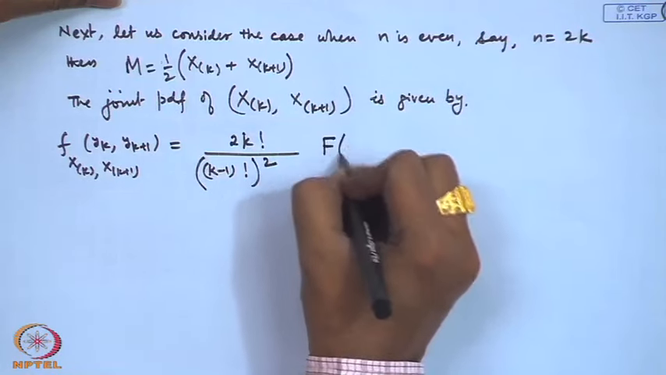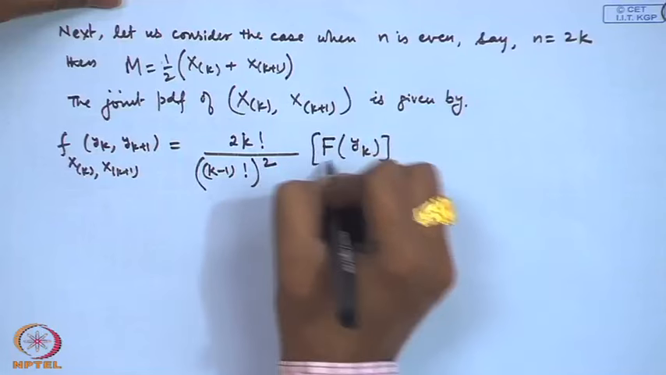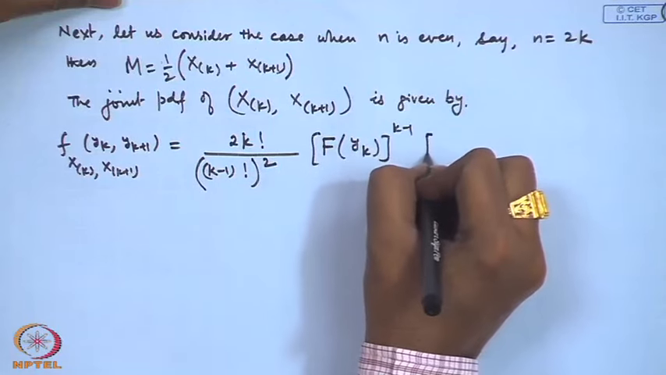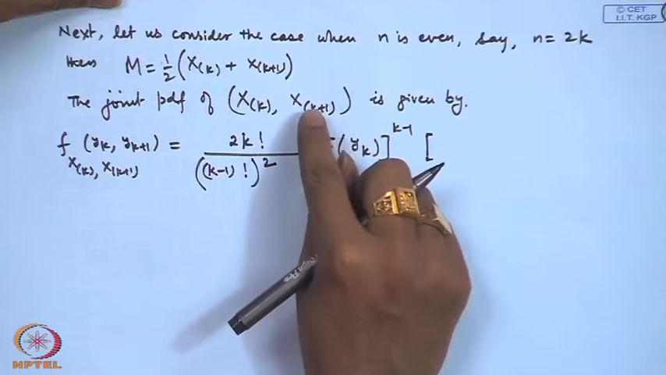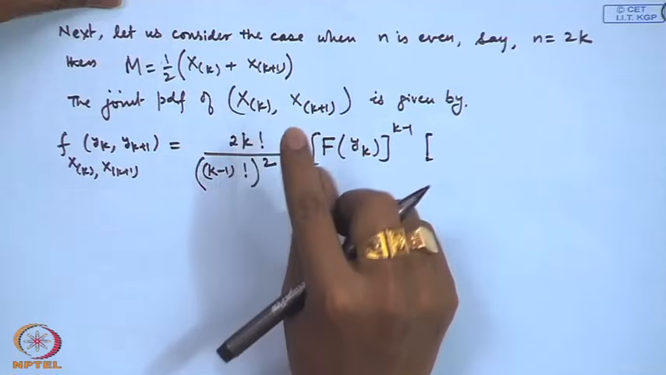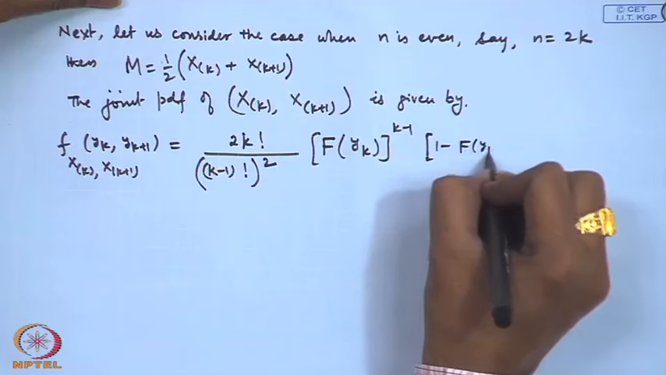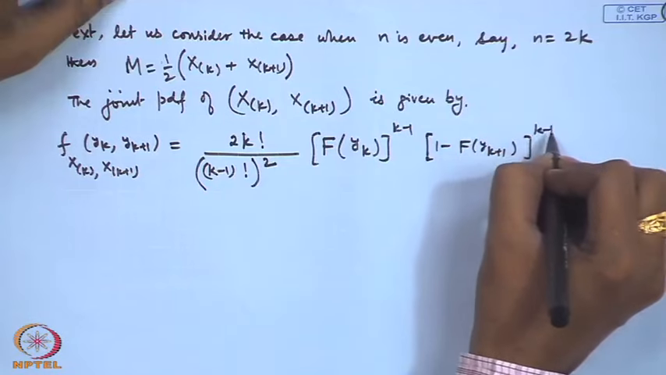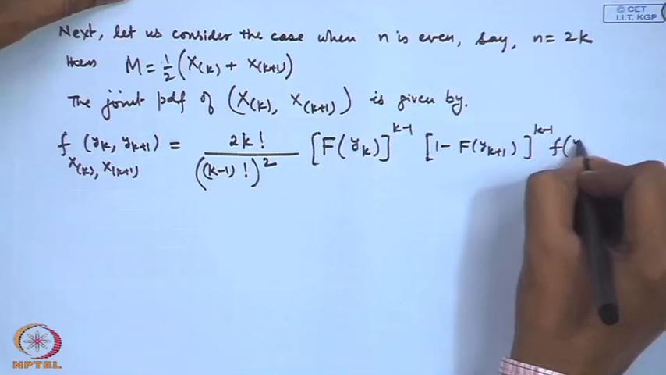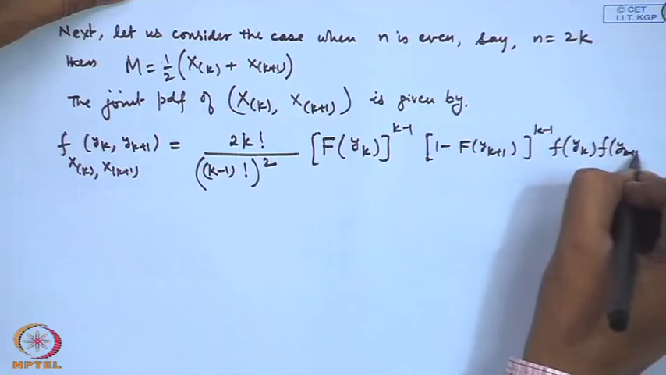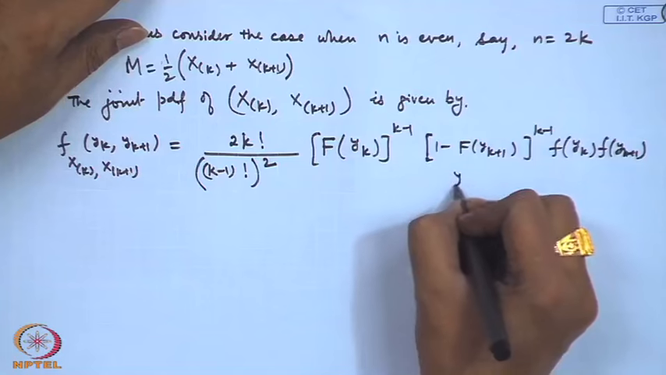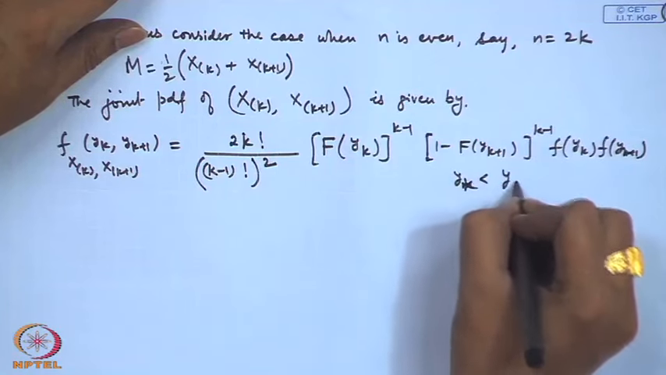Then I get F of y_k to the power k minus 1, then again the term corresponding to (F of y_(k+1) minus F of y_k) to the power s minus r minus 1. Since s minus r minus 1 is becoming equal to 0, that term will give me simply 1. So, I will get (1 minus F of y_(k+1)) to the power k minus 1, and then f of y_k, f of y_(k+1). And here of course, I have to write y_k is less than y_(k+1).